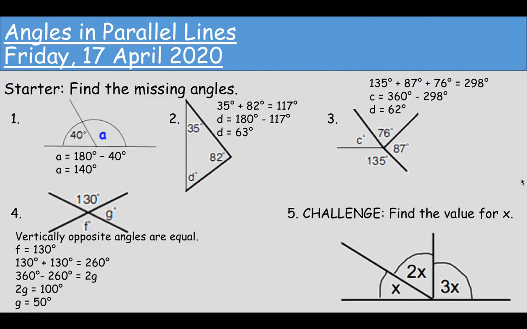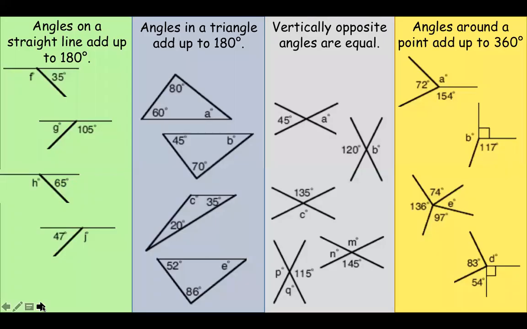For number 5, the whole thing we know is 180, which means x plus 2x plus 3x must be equal to 180, because it's a straight line. So 6x equals 180, which means x equals 180 divided by 6, so x equals 30. Anyone have any questions on that? No. Okay, let's look at the next slide.